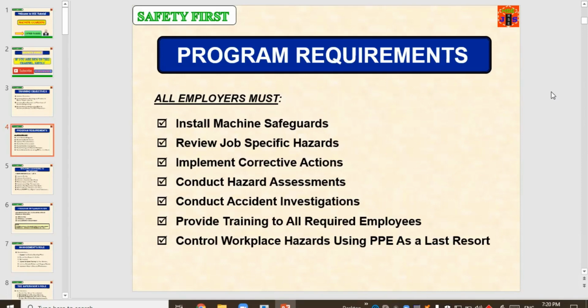What are the program requirements? All employers must install machine safeguards, review job specific hazards, implement corrective actions, conduct hazard assessments, conduct accident investigations, provide training to all required employees, and control workplace hazards by using personal protective equipment as a last resort.